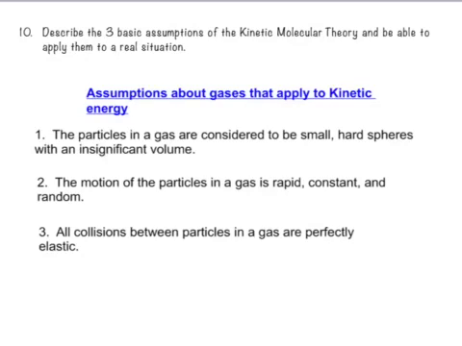The three parts of the kinetic molecular theory that apply to gases deal with the fact that particles of a gas are considered to be small hard spheres with insignificant volume. That means they're really spread far apart, which means you're able to compress them. The second part is that the motion of the particles is rapid, constant, and totally random. They tend to travel in straight lines until they strike some object, and then they'll move off in some new direction. And then the third portion states that the collisions between the particles in a gas are perfectly elastic.